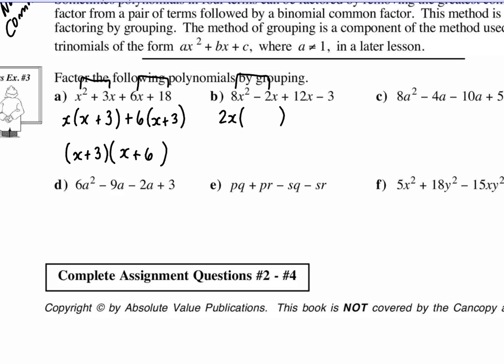Okay, 8x squared divided by 2x is 4x, minus 2x divided by 2x is negative 1. Yeah. 12x and minus 3. Just 3. We can divide both by 3. If there is no GCF, you write just 1.